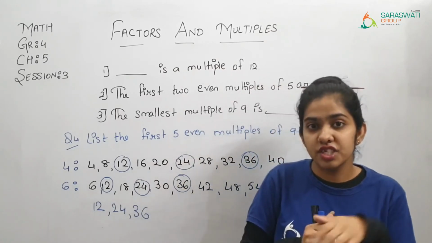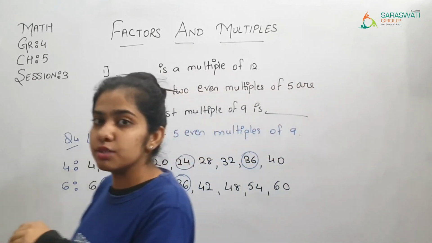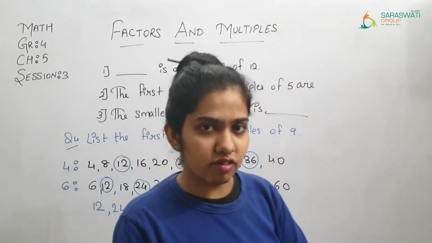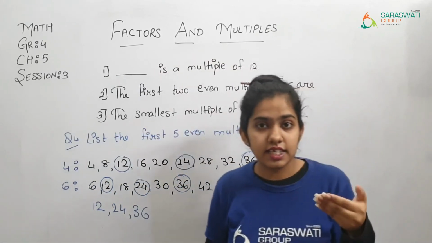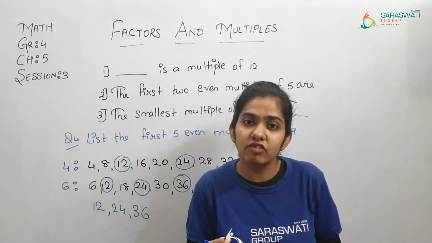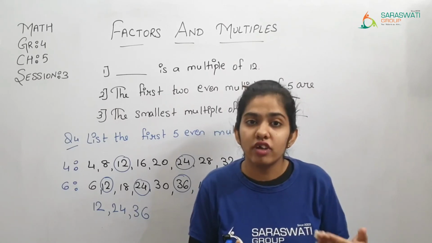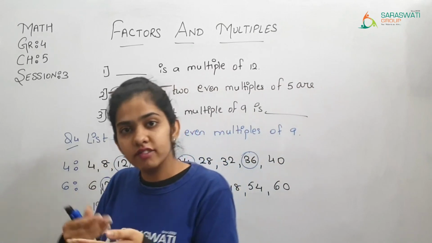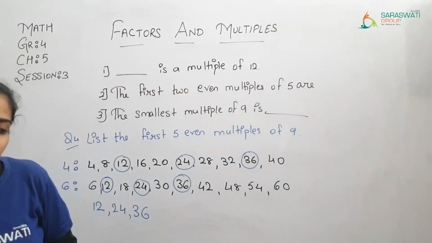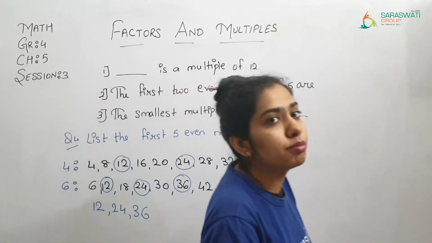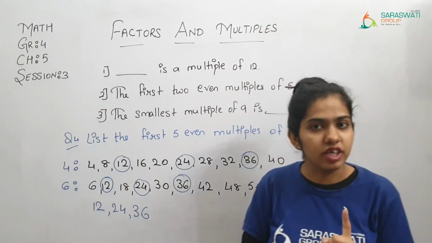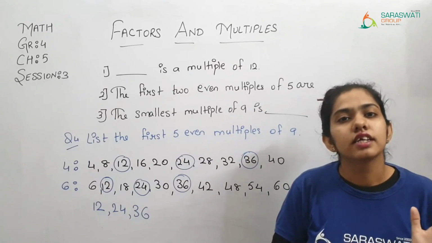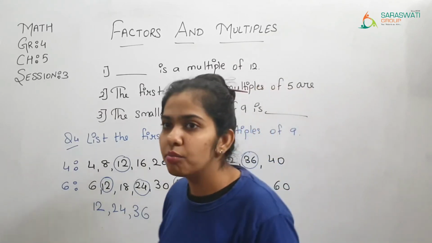For example, 5 is an odd number. So in the multiples of 5, you will see one odd and one even alternately. 5, then 10 is even, 15, then 20 is even, then 25, 30 is even. So they alternate between odd and even. But the multiples of an even number are always even, and the multiples of an odd number are alternately odd and even. So this is all about multiples.